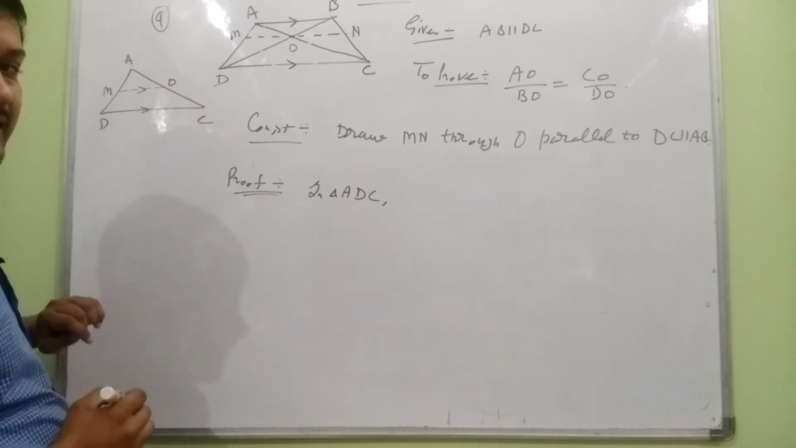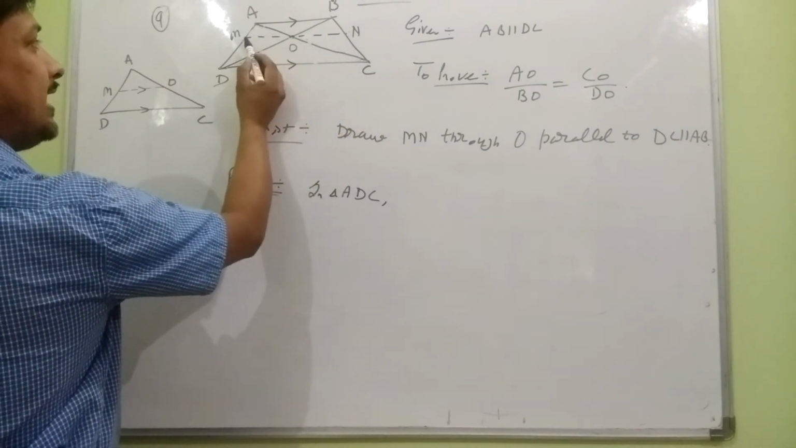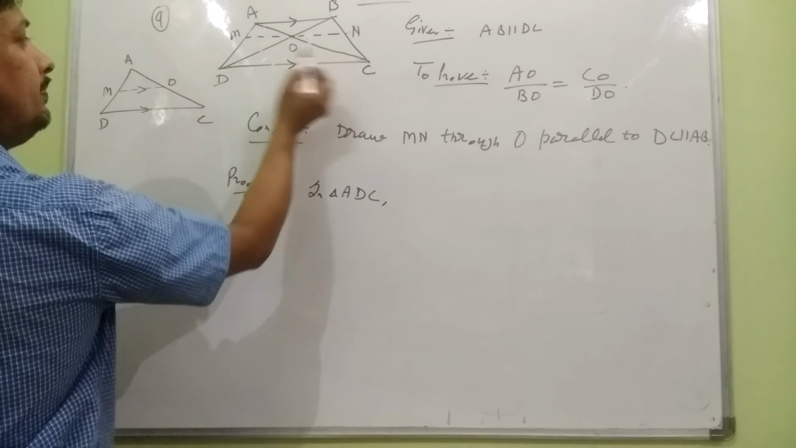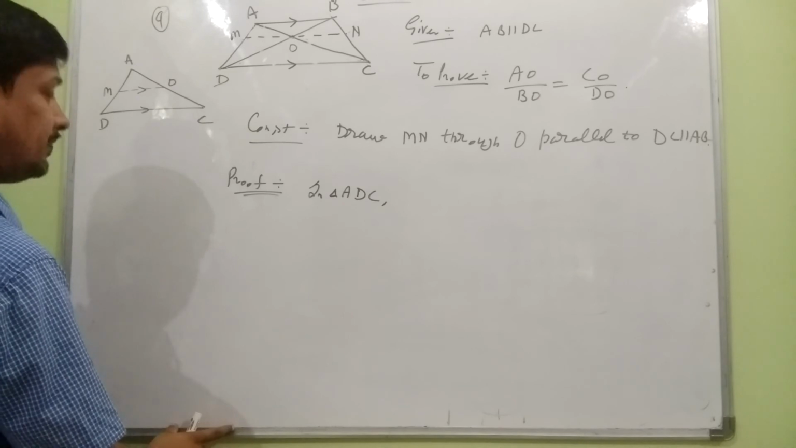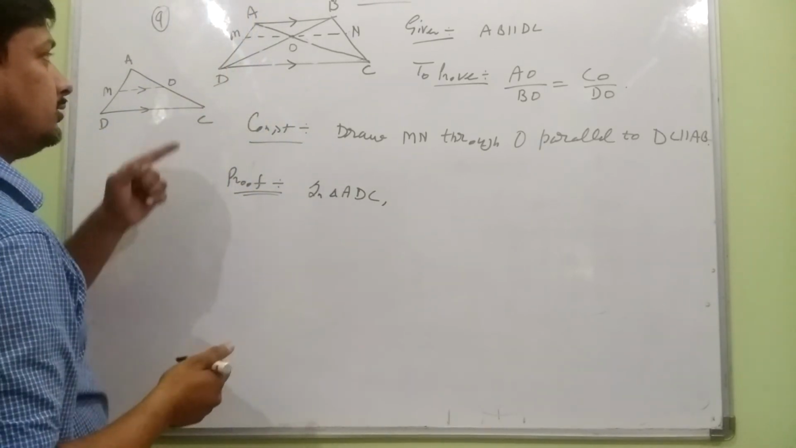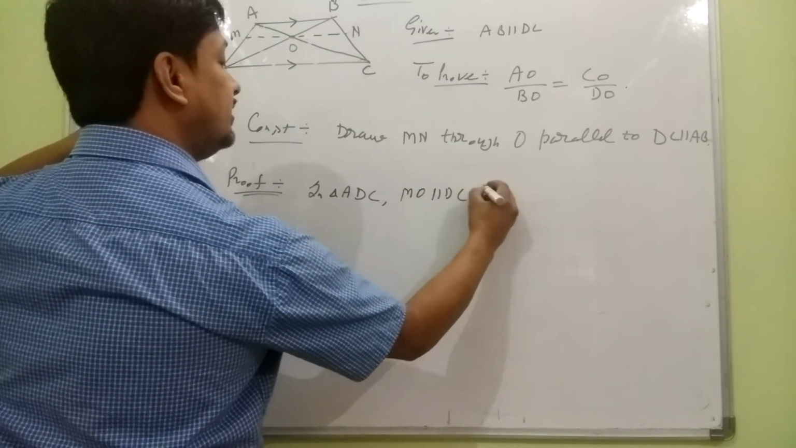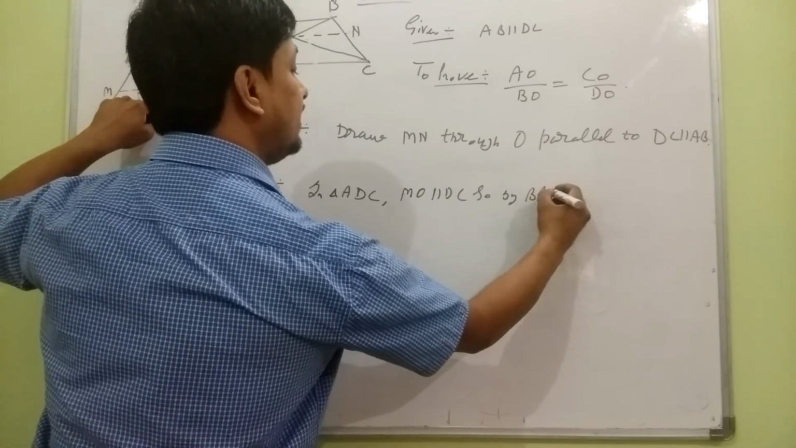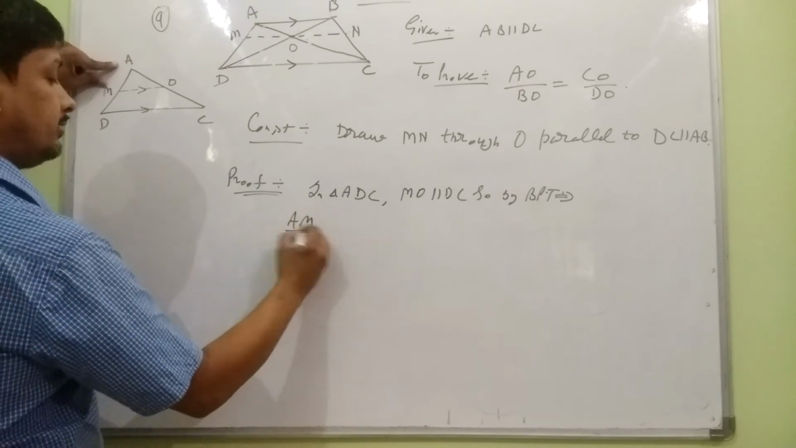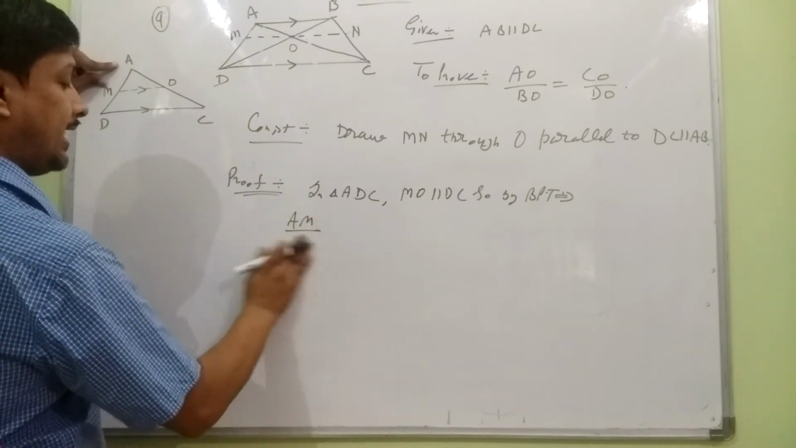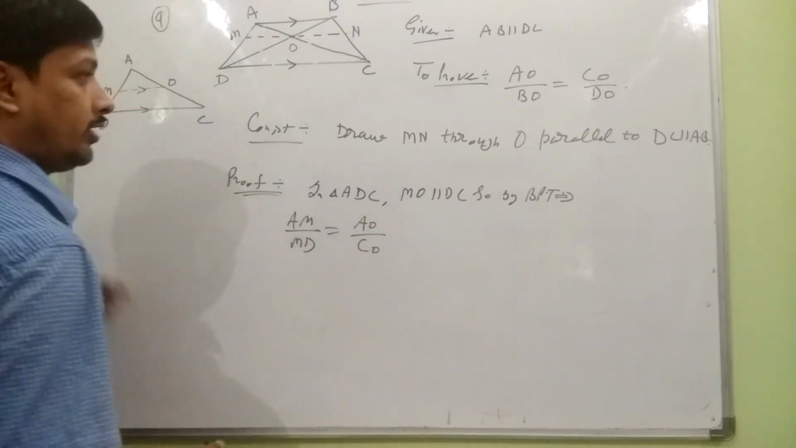Okay, now apply BPT in this. So in triangle ADC, because MN is parallel to DC, every part of it, MO, will be parallel to DC. If this line is parallel to that line, then every part of it is parallel too. So in triangle ADC, MO is parallel to DC, so by BPT we can apply BPT here. AM upon MD is equal to AO upon CO. Okay, equation number 1.